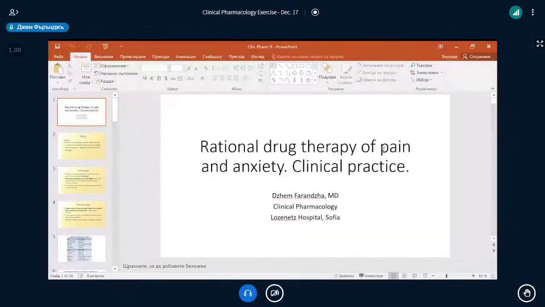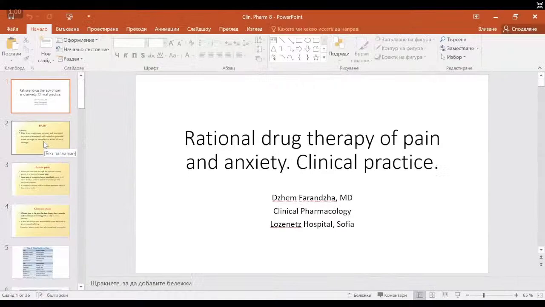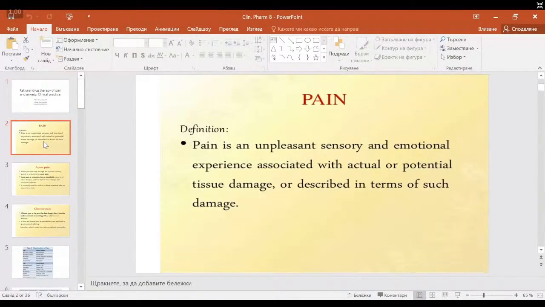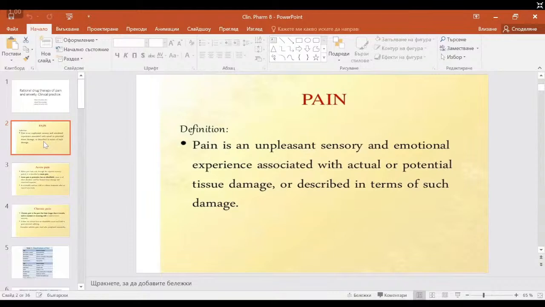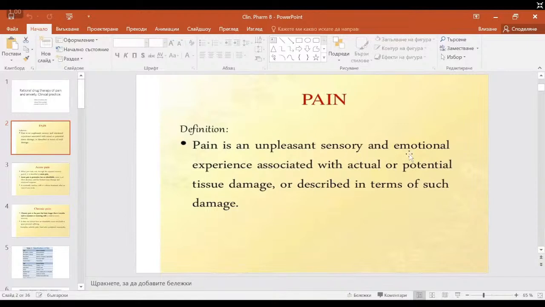So the rational drug therapy of pain and anxiety is today's topic, as I told you. First of all, let's start with pain. Pain has different definitions, but I decided to give you this definition by the International Society of Pain. According to this society, it has the following definition. Pain is an unpleasant sensory and emotional experience associated with actual or potential tissue damage or described in terms of such damage. So the damage actually can be potential or actual.